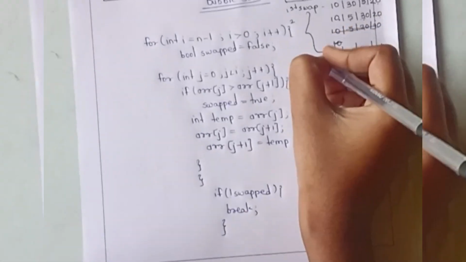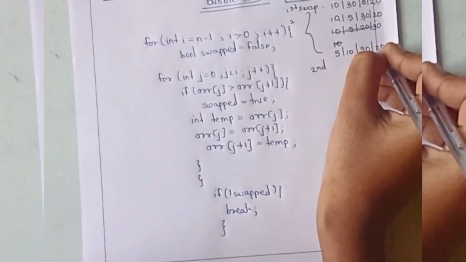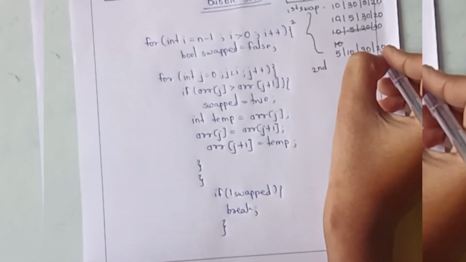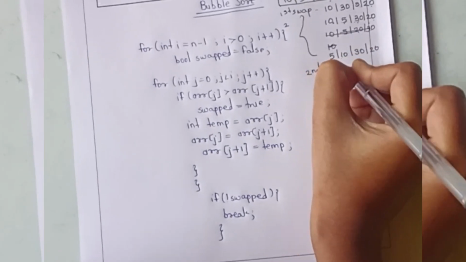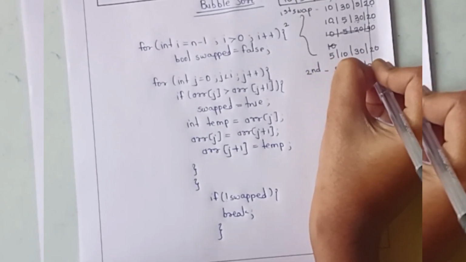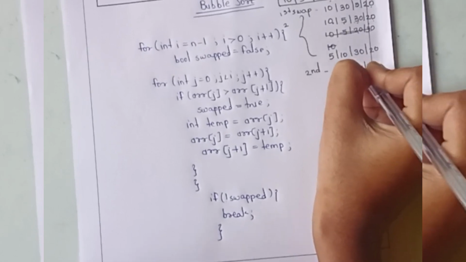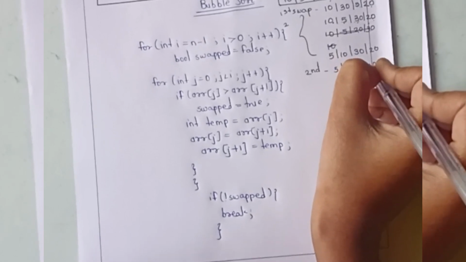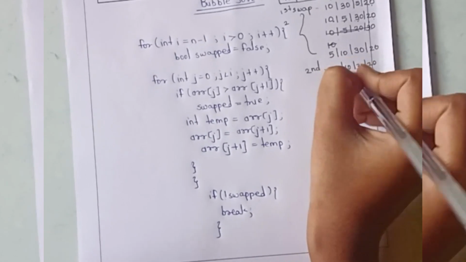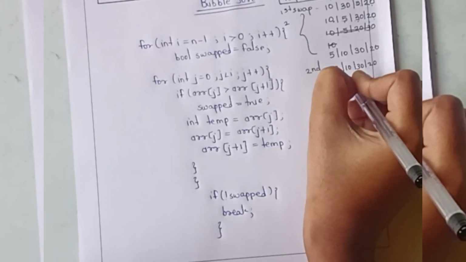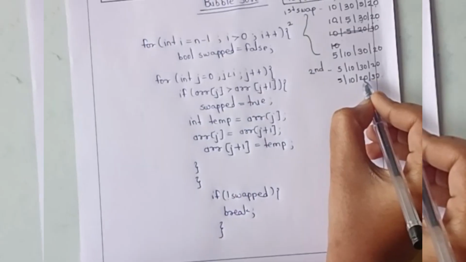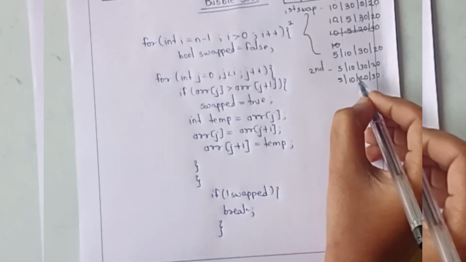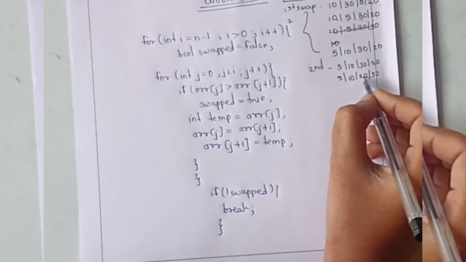In the second pass, it will be checking again from the n minus 1 position. So we have this array: 5, 10, 30, 20. So it will be seeing if 20 is greater than or smaller than 30. So it is smaller than 30. So it will swap this. Then it will again see if 20 is smaller than or greater than 10. So it is greater than 10. So it is in the correct position.